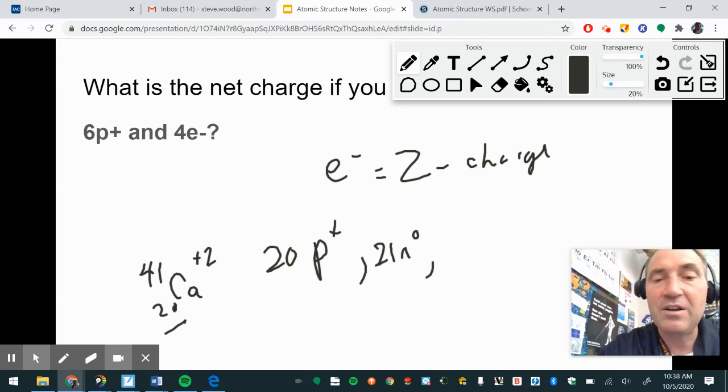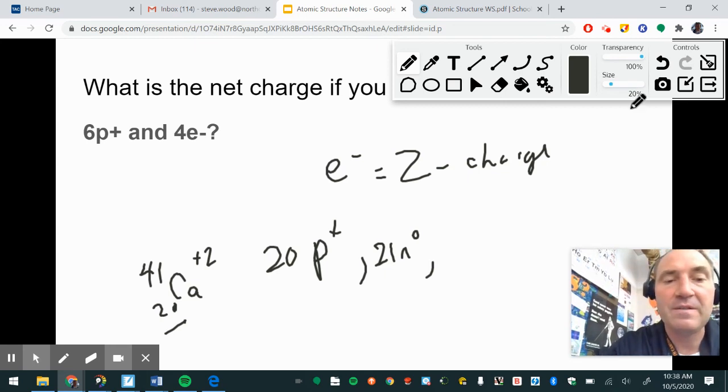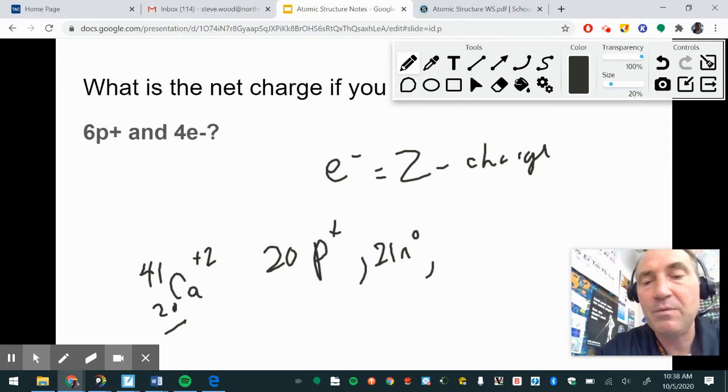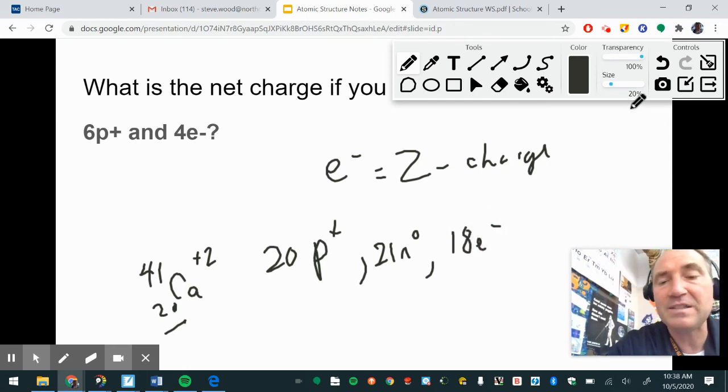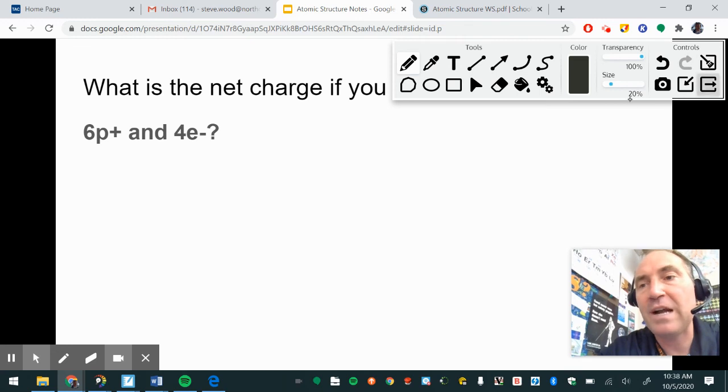And the charge would be atomic number, so 20 minus 2, which would give us 18 electrons, which makes sense, right? You have 20 positive protons and 18 negative electrons, so that's why it's +2. Okay, so we're going to be practicing this.